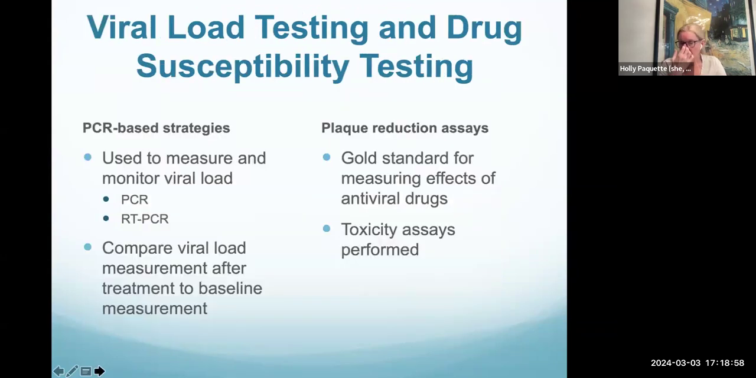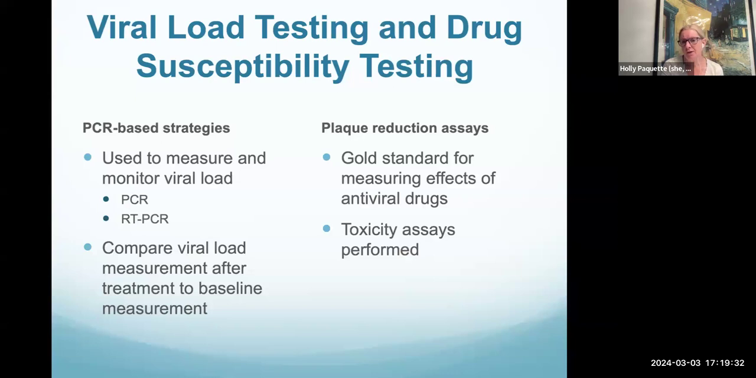With that, I do want to just briefly talk a little bit about the idea of how we can test the load, how much virus is in a person's body, and also if the particular virus is responding to a drug that we would like to treat it with. So we can do what's called a PCR strategy, and this is the way that we measure to see how much virus is in a person. And we can compare their viral load measurement before we give them the treatment, and then give them the treatment and see if we get a reduction, and that tells us if the drug is actually working.